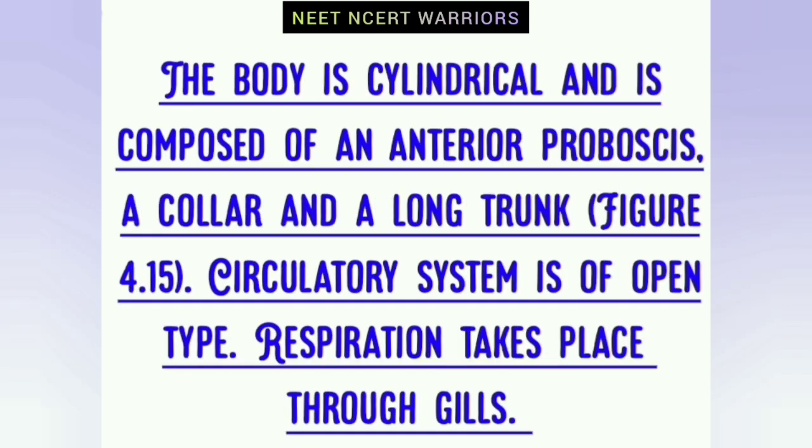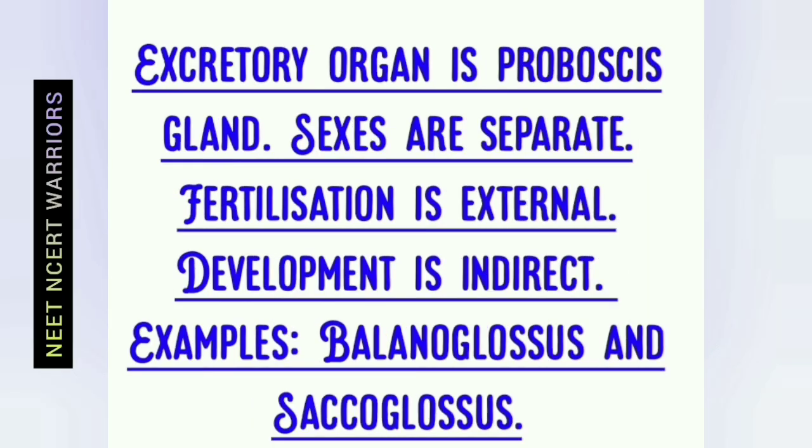The body is cylindrical and is composed of an anterior proboscis, a collar and a long trunk. Circulatory system is of open type. Respiration takes place through gills. Excretory organ is proboscis gland. Sexes are separate. Fertilization is external. Development is indirect. Examples: Balanoglossus and Saccoglossus.